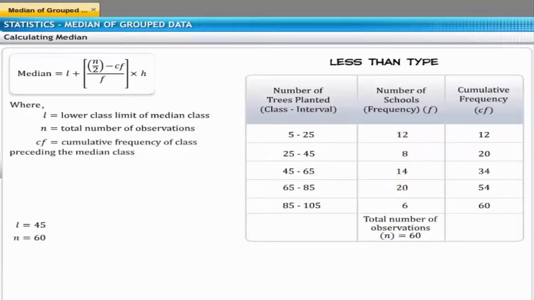The symbol CF in the formula of median stands for cumulative frequency of the class preceding the median class. In this case, the median class is 45 to 65 and the class preceding it is 25 to 45. This class has a cumulative frequency of 20. Thus, the value of CF in this case is 20.